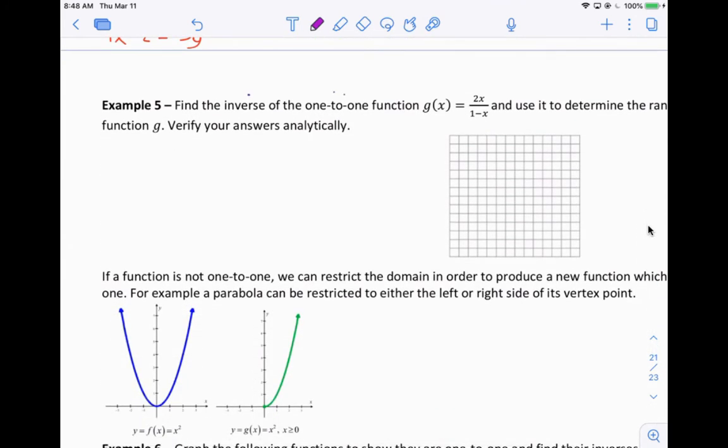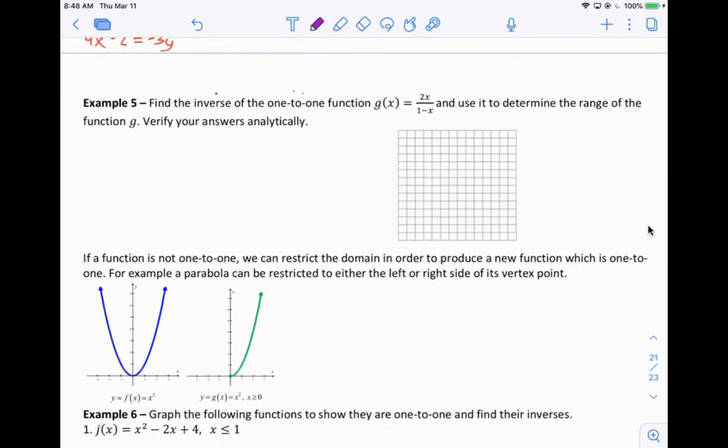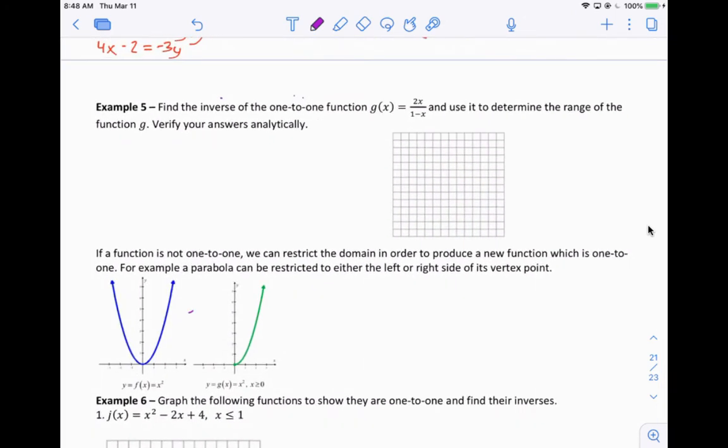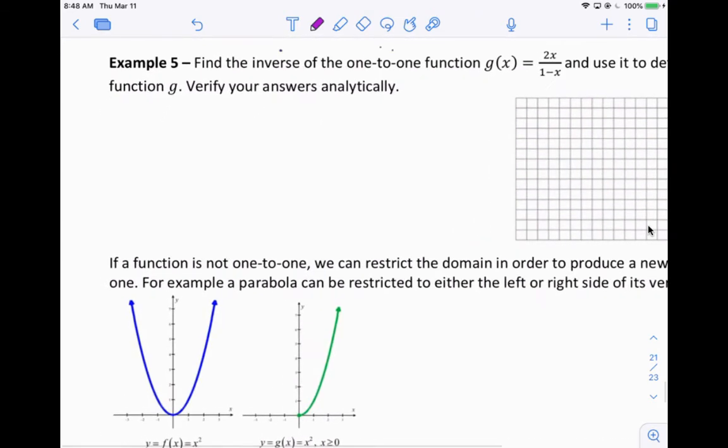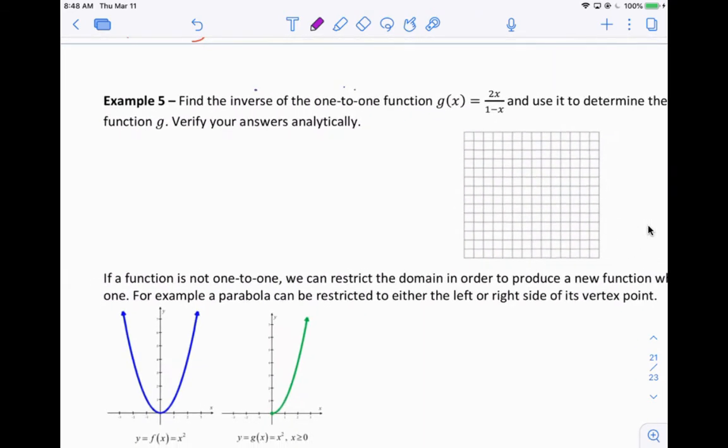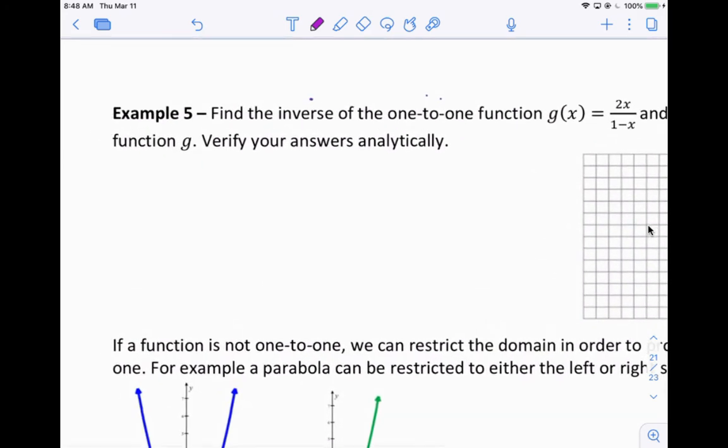Find the inverse of this function being a rational, and use it to determine the range of your function. Verify your answers analytically. Okay, analytically can be done in a couple ways, so we'll come there in a minute, but let's start with just finding the inverse of this function. Actually, you know what? Before we do that, let's state the domain of this function. Because they want us to find the range, you may as well find the domain, right?